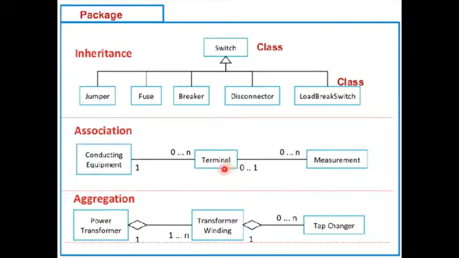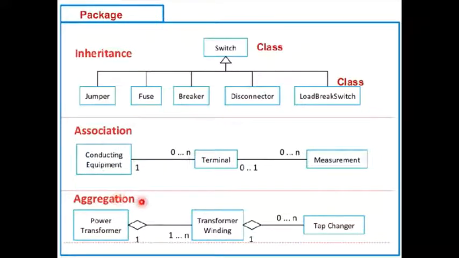Similarly, the terminal might have the association with the measurement class, where we can have measurement even if there is no terminal, or we have at least one terminal. So this is a 0 to 1 to 0 to n relationship between terminal and measurement. So these are the direct relationships which tell you that it is a one to one or one to many relationship.